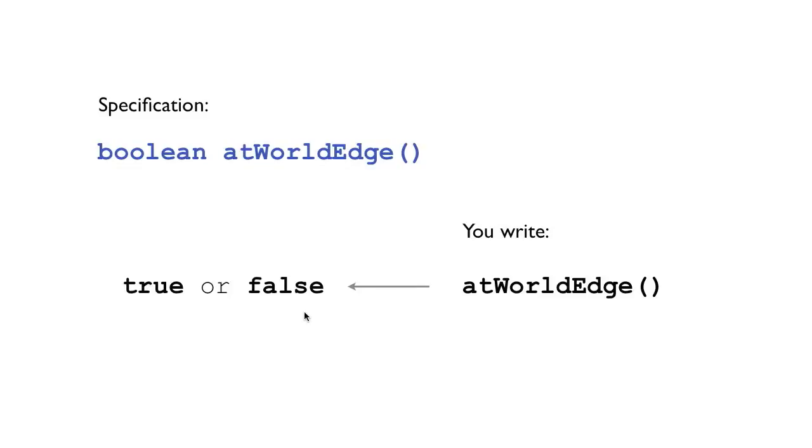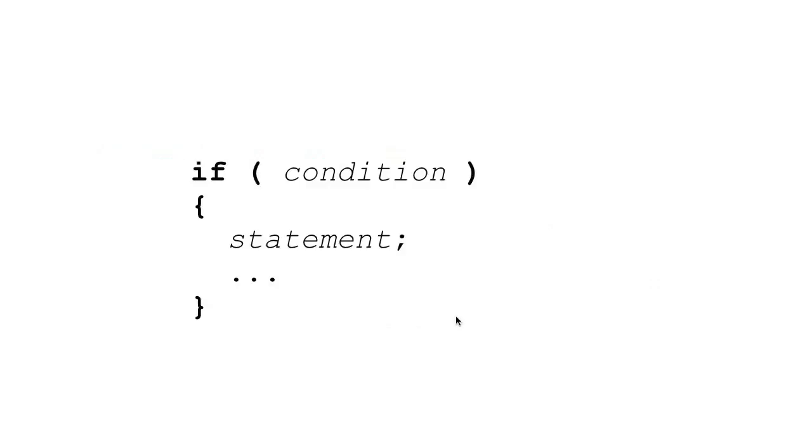Okay, that's the first thing to keep in mind. The second thing to look at is an if statement. An if statement in Java looks like this. There is the word if, and then in round parentheses a condition, and then between curly brackets one or more statements.